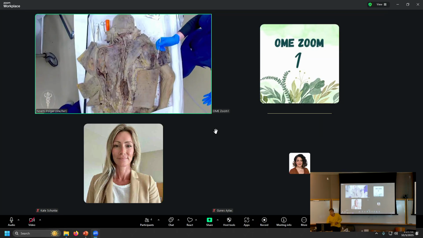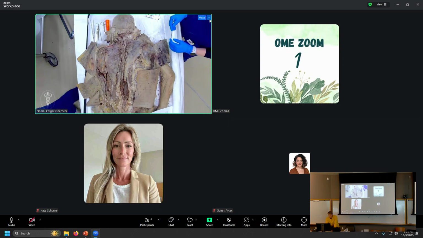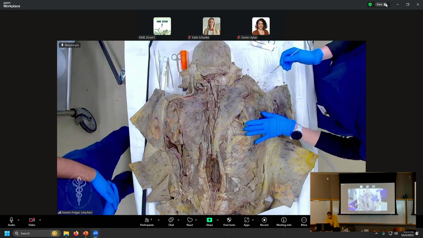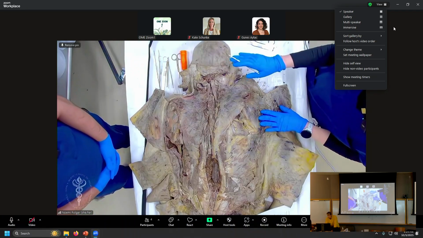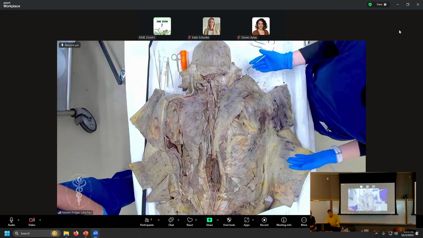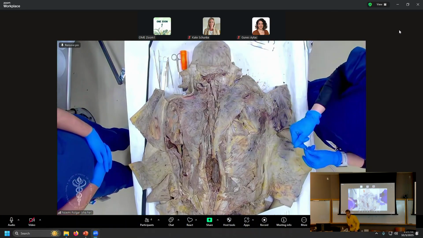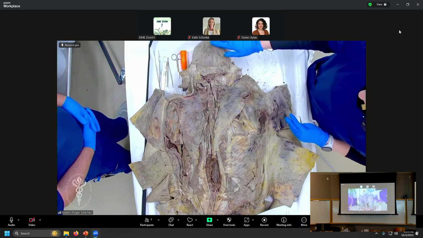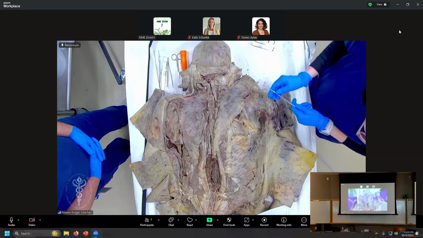Okay, the first speaker is Bailey. She's going to start. Okay, so we're going to talk about the suboccipital region. Just to orient you and refresh what we talked about last week, this is superior, this is inferior, as you can see. This is the back of the head.